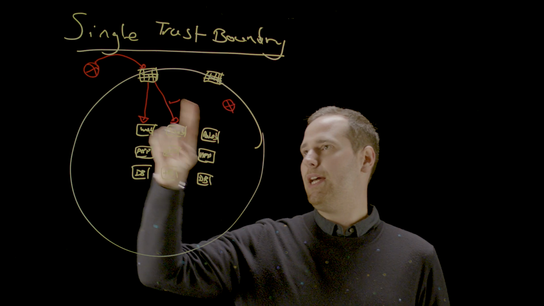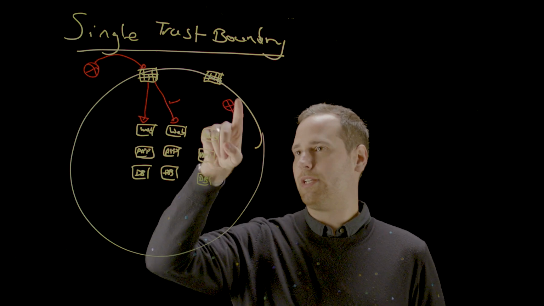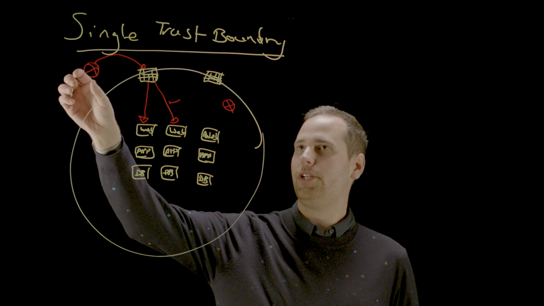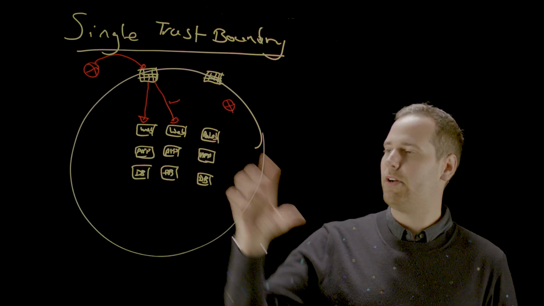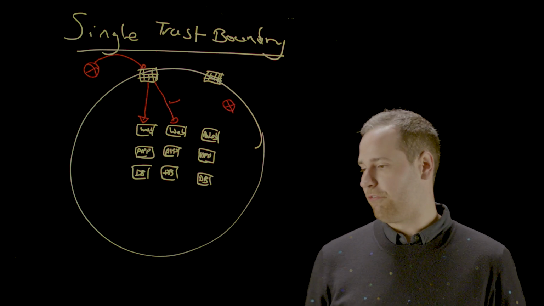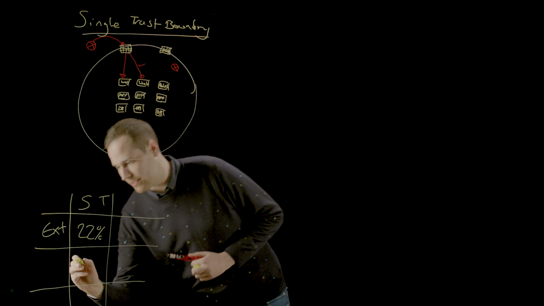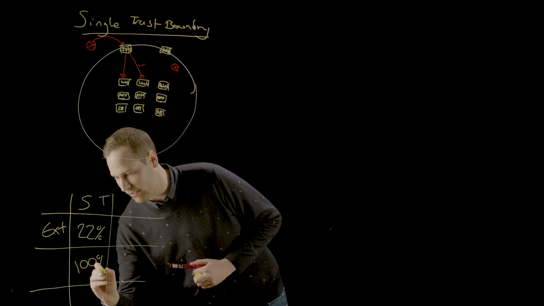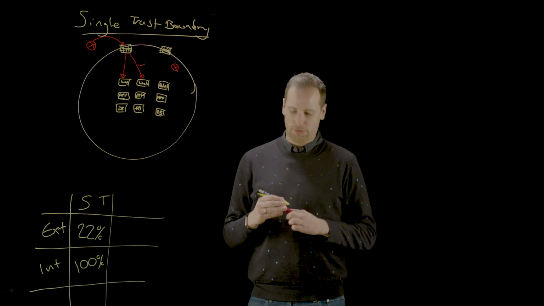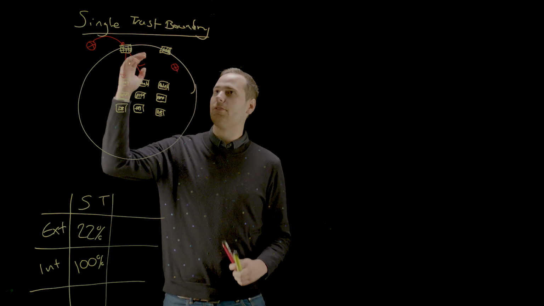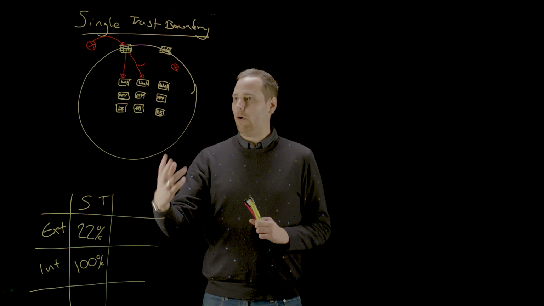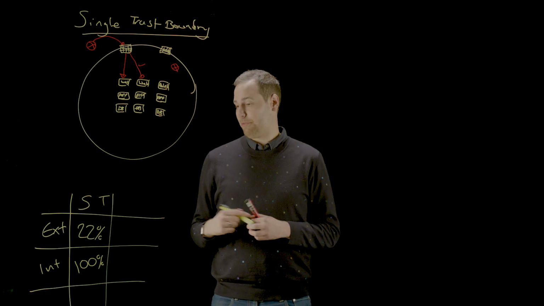Now, this threat actor can now reach all 9 of the servers. That migration from this external position through the trust boundary and inside the organization has increased the risk score for that organization from 22% to 100%. That reachability is massively increased. So we can see immediately some of the disadvantages of that single trust boundary. As the name implies, there is one layer of security, and if you breach that layer of security, you will lose all protection against that threat actor.